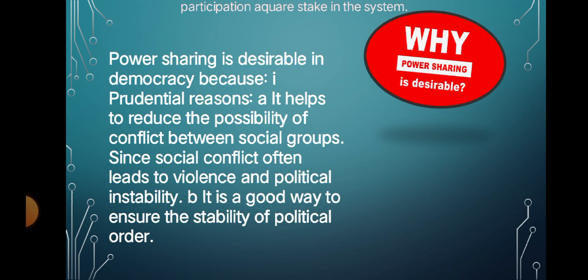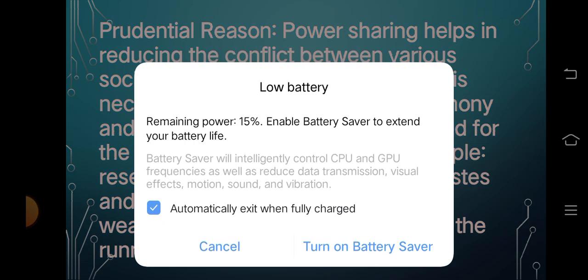When violence is there, that will lead to political instability, and by granting power, the violence will stop, political instability also will stop. The government will be safe and sound. It will ensure that the political order, law and order is granted to the people. People are safe. There is peace and harmony in the country.